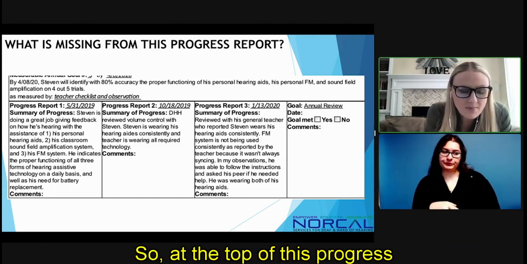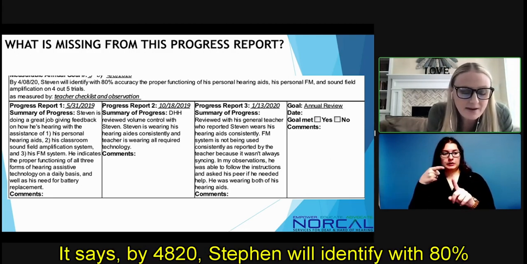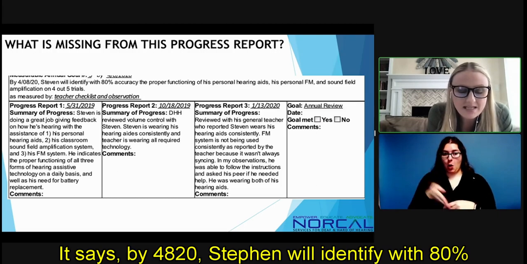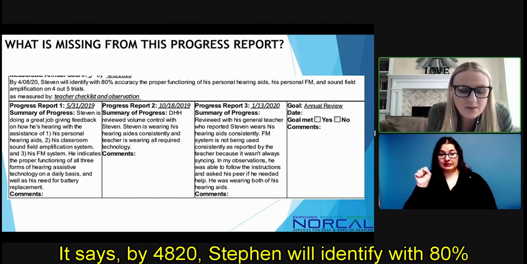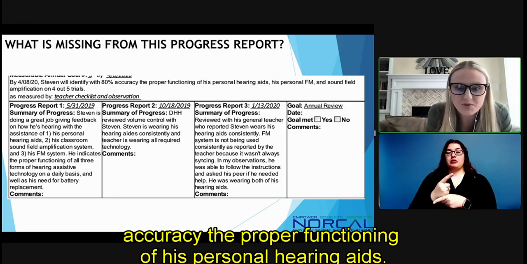So at the top of this progress report, we can see the IEP goal. It says by 4/8/20, Stephen will identify with 80% accuracy the proper functioning of his personal hearing aids.